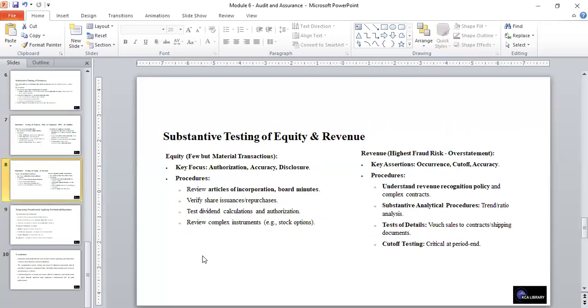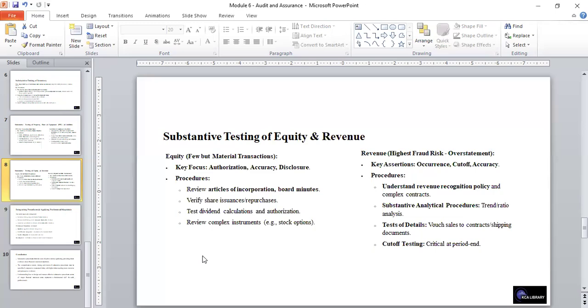We move to the substantive testing of equity and revenue. And when we talk about equity, it's actually few but material transactions. And the key focus is on authorization, accuracy, and disclosure. And the procedures put in place are, one, to review articles of incorporation and board minutes, to verify share issuance or repurchases, to test dividend calculations and authorization, and lastly, to review complex instruments, like stock options.